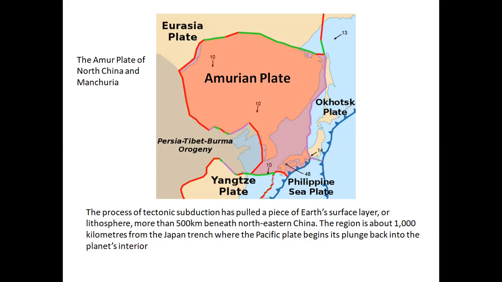And just to read this now, the process of tectonic subduction has pulled a piece of the Earth's surface layer, or lithosphere, more than 500 kilometres beneath northeastern China. And this region is about 1,000 kilometres from the Japan Trench, where the Pacific Plate begins its plunge back into the planet's interior.